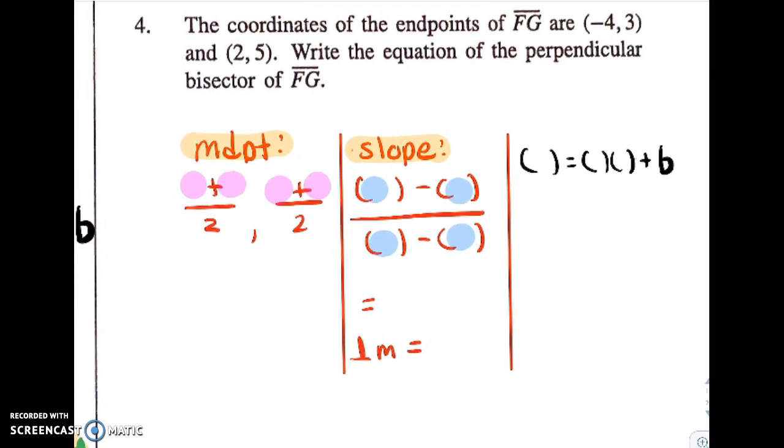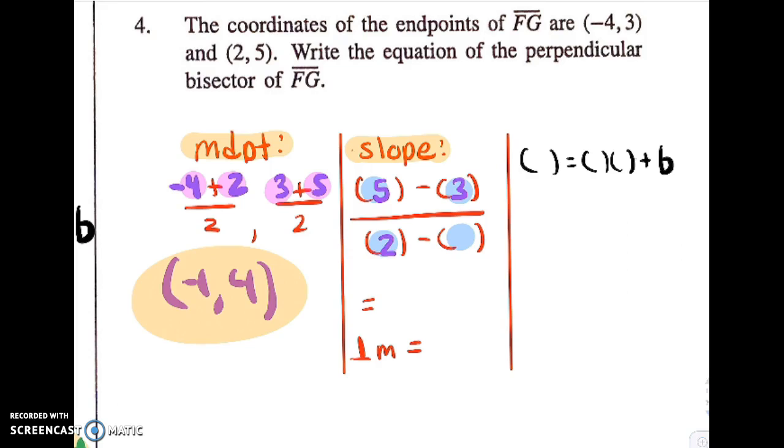And the final one, you add up the x's, -4 and 2, which is -2 divided by 2, -1. Add up the y's, 3 and 5 is 8 divided by 2 is 4. That's my midpoint. The slope is my second y minus my first y over my second x minus my first x. 5 minus 3 is 2. Leave it opposite. The bottom is 6. That reduces to 1/3. But I don't want 1/3. I want negative 3 over 1 because it's perpendicular.